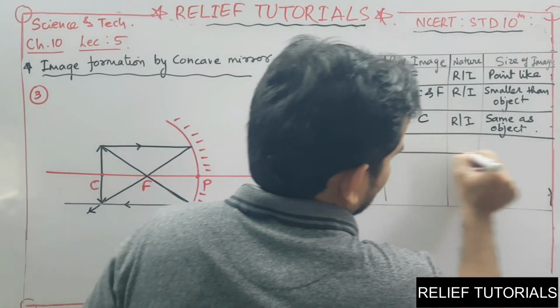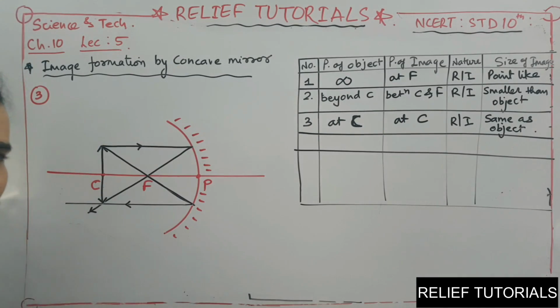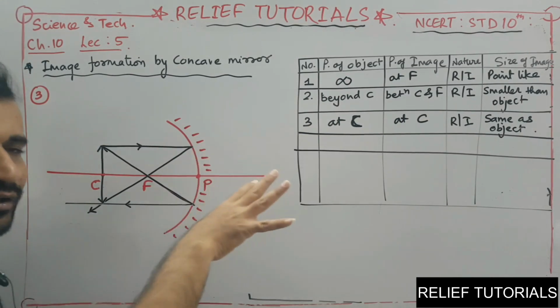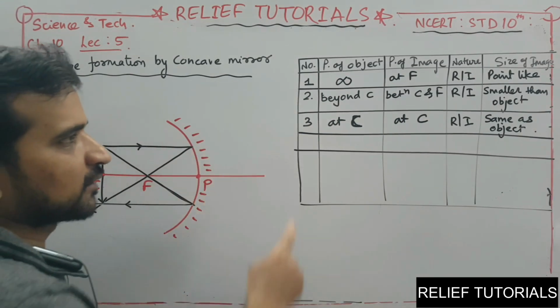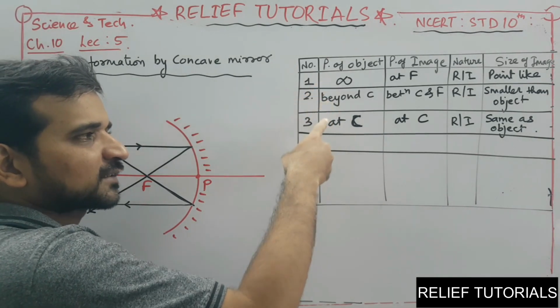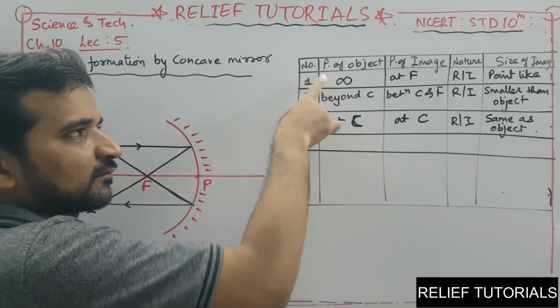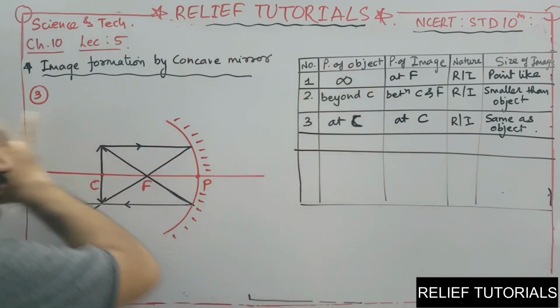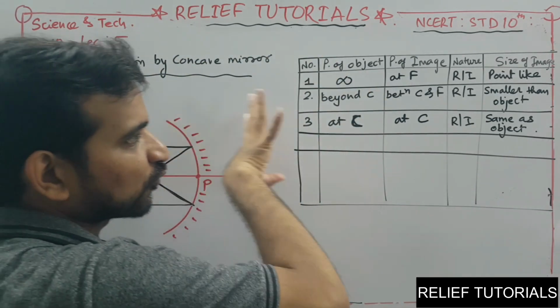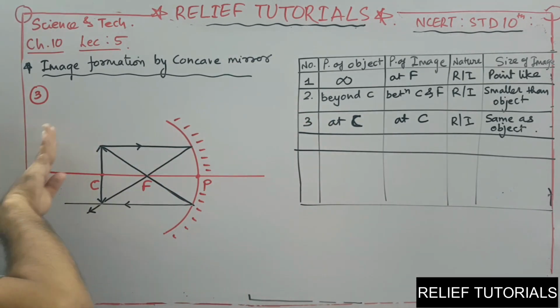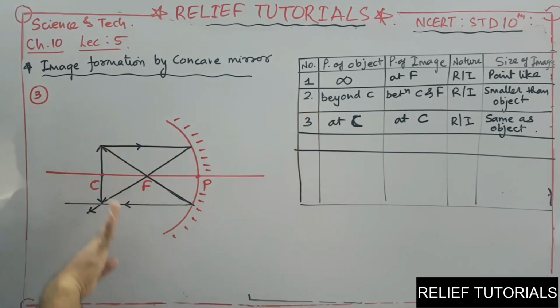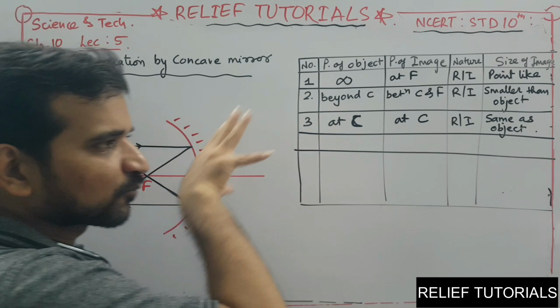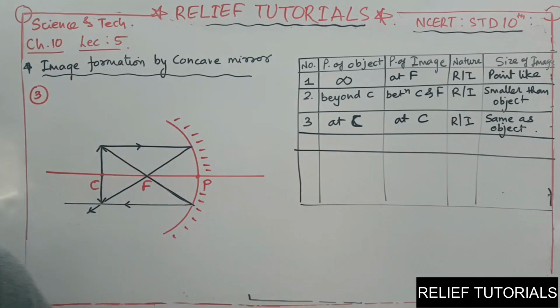Let us take the fourth case. Let us bring the object more closer. If you observe carefully what exactly we are doing, we are placing the object at different places. We have started to place the object from what? Infinite distance. We are taking the object now closer from infinite to beyond C and now on C. Now let us bring the object more closer to the mirror.